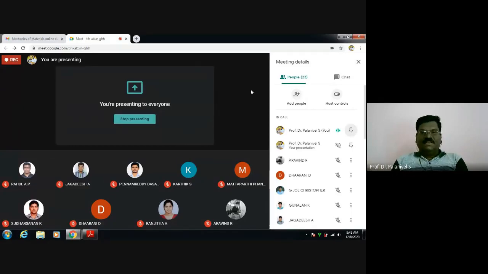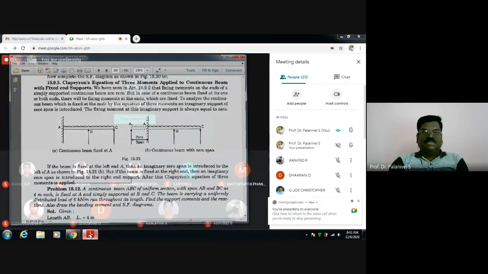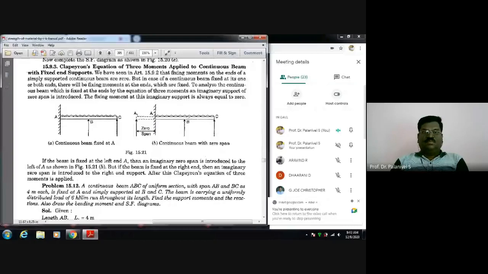Today we will see, so far you have seen only continuous beams with simply supported ends. Now suppose in a continuous beam one end support is fixed. At the beginning, the first end is a fixed support, or the last end is a fixed support, or both are fixed supports. How to solve such a problem? That is what we are going to see in today's discussion. So I will project the notes to you. This is the one: equations of three moments applied to continuous beams with fixed end supports.